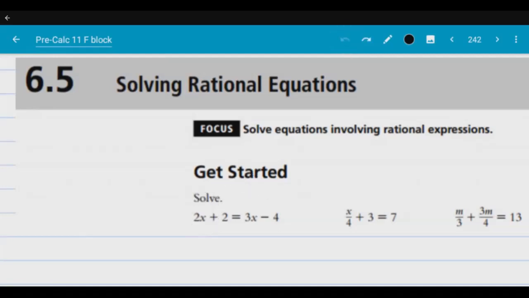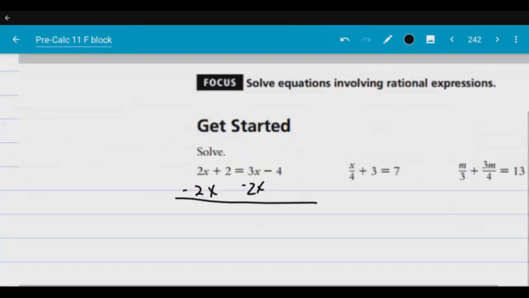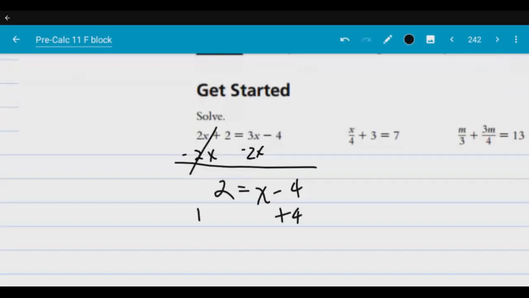Me, force of habit, I would rather bring my x over to that side wherein I would have it positive right away. If I'm going to move this 3x going here, that would become a negative 3x. So I don't want that, because negative 3x plus 2x is negative x. So I would rather move this 2x over here, and I can do that by subtracting 2x from both sides. Now this cancels out. 2 is equal to x minus 4, and of course you add 4 to both sides, and x is 6. All right.